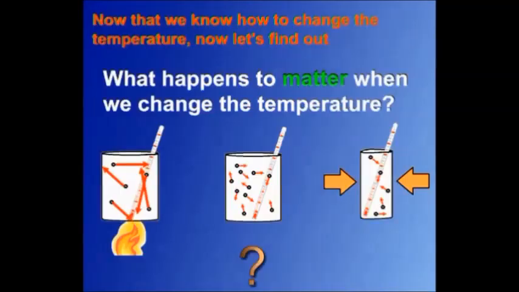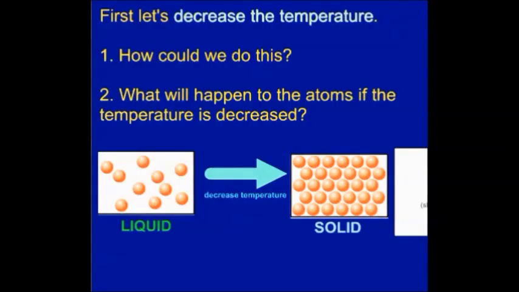And now that we know how to change the temperature, now let's find out what happens to the matter when we change the temperature. First, let's decrease the temperature. To do this, we would do the opposite of the three things we did before. So we would decrease the heat, we would take away atoms, or we could increase the size of the container. And if you do that, then we would have liquid turning into a solid. And notice how many more atoms are packed into that same space in a solid.